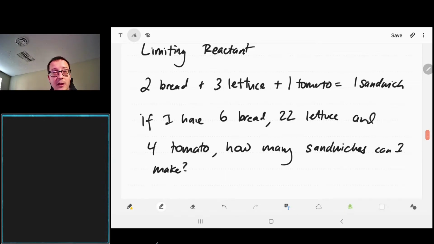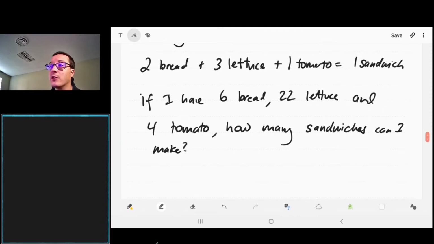So last time we were looking, okay, well, if I have 6 bread, well, I know how many sandwiches I could make with that. And if I have 22 pieces of lettuce, I know how many sandwiches I can make with that. And the same thing with the tomato, right? But now we're going to want to look at them all at once. And so what we're going to do is just apply our stoichiometry for each reactant. So we're just going to be doing the same process 3 times here. Let's just go ahead and take a look at what that's going to look like, and then we'll go ahead and apply it to chemistry.